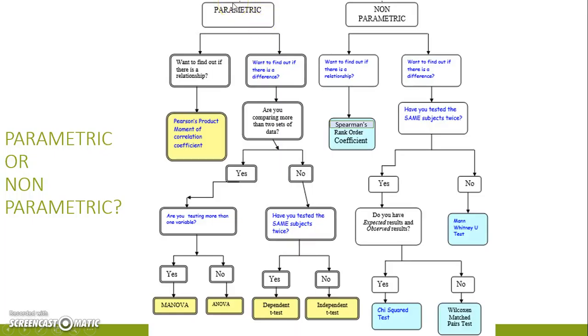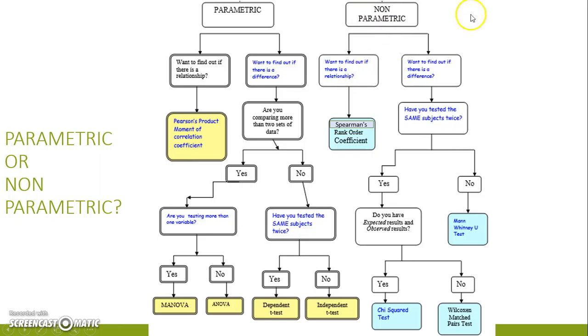It's even easier if we go through the other experiments. So let's look at our shoe size against long jump. So that's parametric data again, because the type of data we're looking at is interval data, because you've got your shoe size, so it's parametric. And then it comes down, do we want to find a relationship? Yes, we do. So we need the Pearson's test.